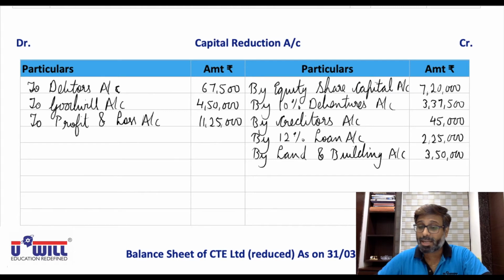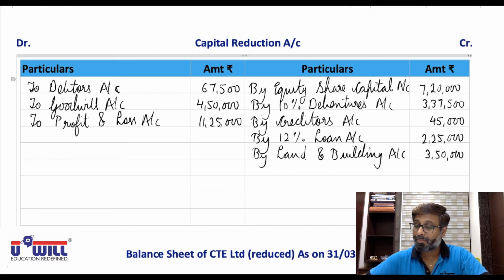But if at all any balance amount remains, we shall transfer it to capital reserve. So what is the credit side total? 7,20,000 plus 3,37,500 plus 45,000 plus 2,25,000 plus 3,50,000. Everyone do it in calculator.